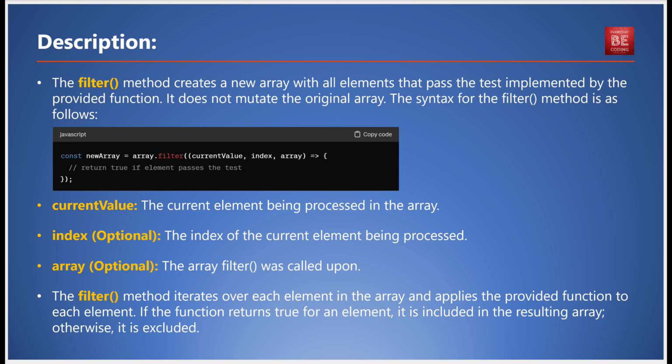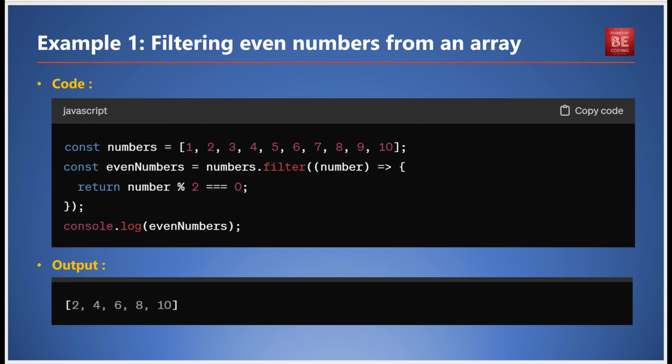The function you pass into the filter method gets 3 parameters: the current element being processed, the index of the current element, and the array filter was called upon. Output. Let's consider an example.